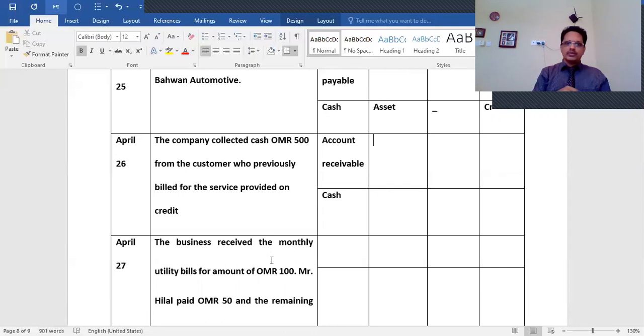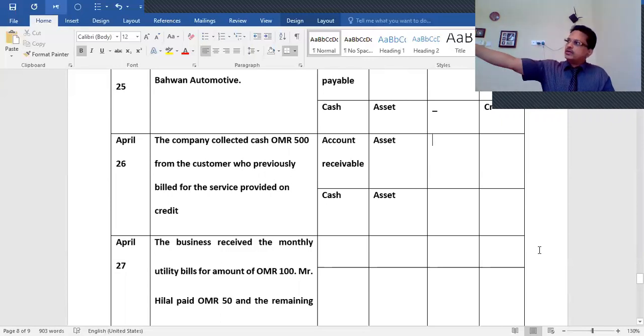Now again, account receivable is coming. Account receivable, they are giving money. So account receivable and cash. Account receivable, as you know, is an asset. Cash, as you know, is an asset. Now here you have to be very careful.